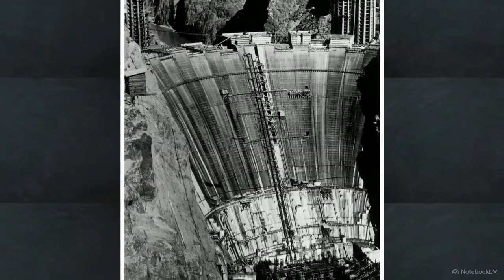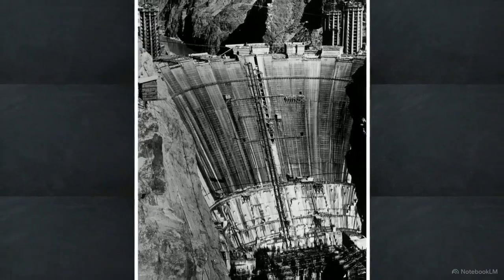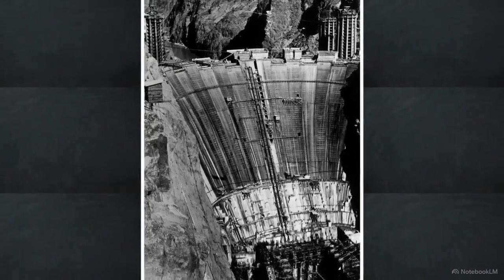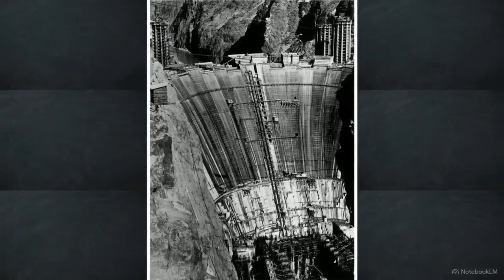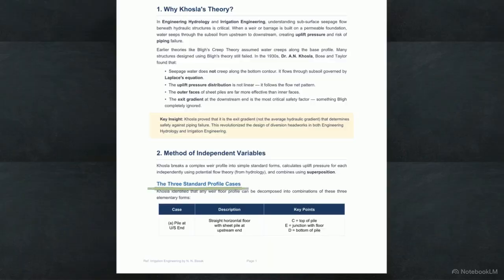This specific calculation identifies the exact point where a foundation becomes unstable, providing the analytical evidence required for professional design and board exam mastery. Khosla simplifies the calculation by breaking a complex weir profile into standard forms, like a flat floor with a sheet pile at the end or an intermediate point. Because these are treated as independent variables, we calculate the pressures for each section before combining them.